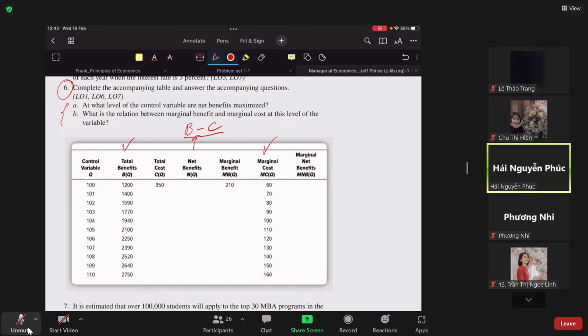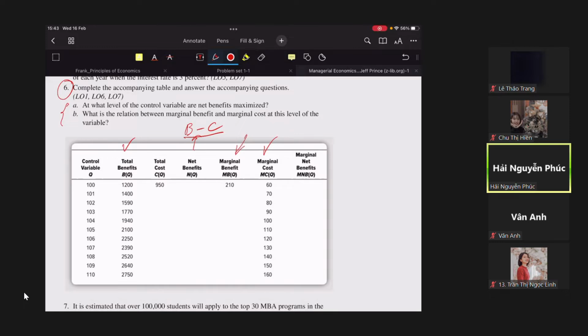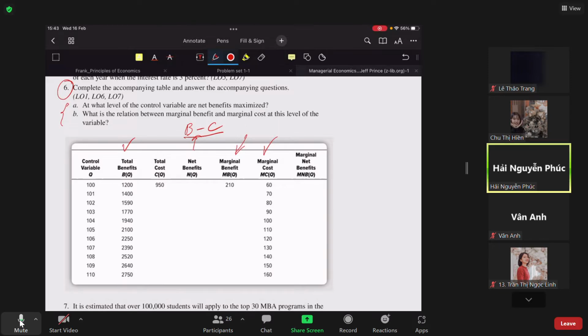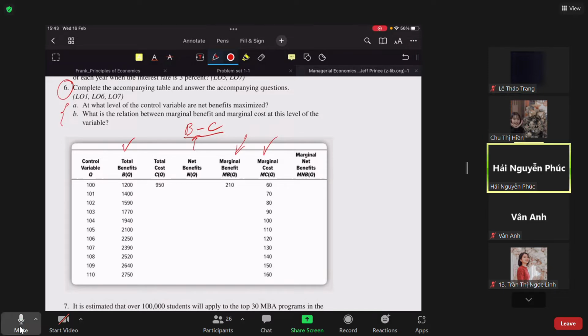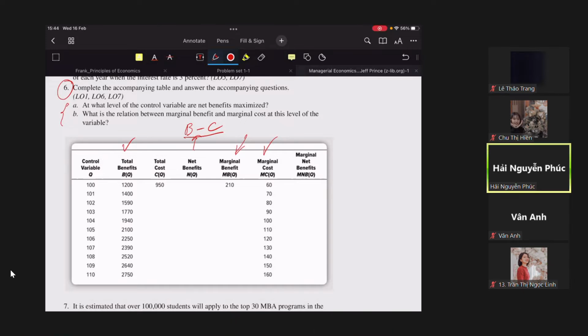Okay? See it? All right. How will you compute the marginal benefit? What do you think? How would you compute the marginal benefit, MB? Yeah, that's correct. You can see that the marginal benefit is the change in the total benefit when we change the control variable.